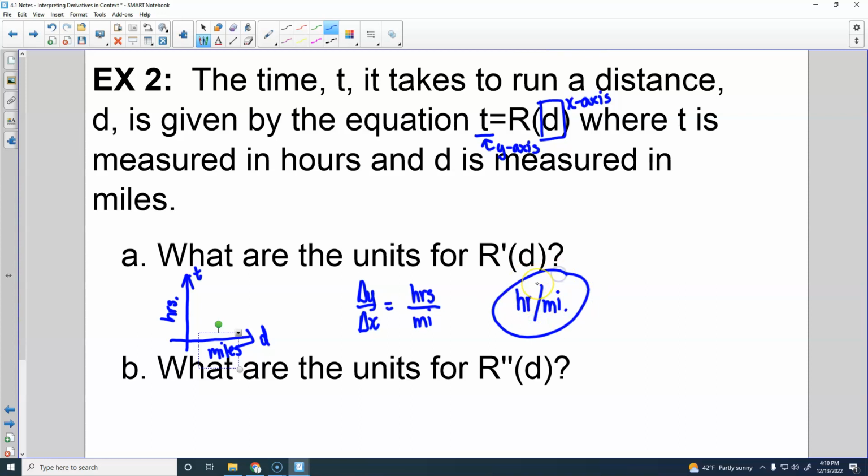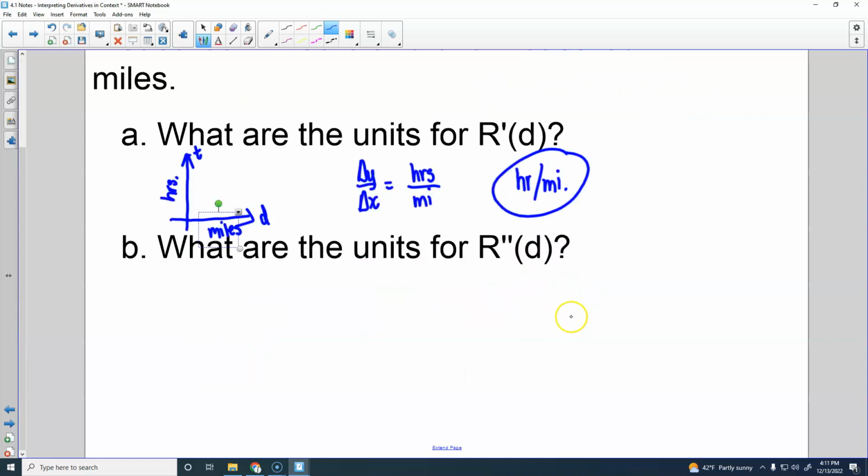That sounds backwards because we're usually thinking about miles per hour, but rather this is the number of hours it takes you to run each mile. So it's a little bit backwards, but it's the answer to this problem. If they ask us for the second derivative here, just like we did on the last problem, our x-axis would stay the same. We'd still have miles. That's our distance here. And then our y-axis is going to be the answer to A. That's hours per mile. So that's our r prime right there.